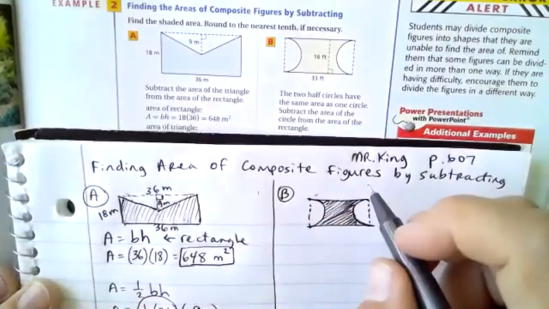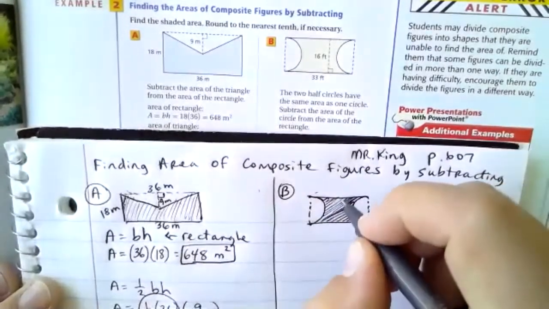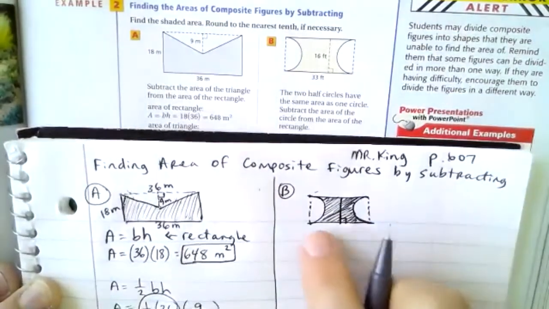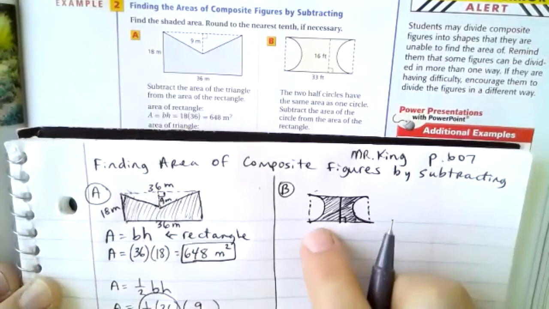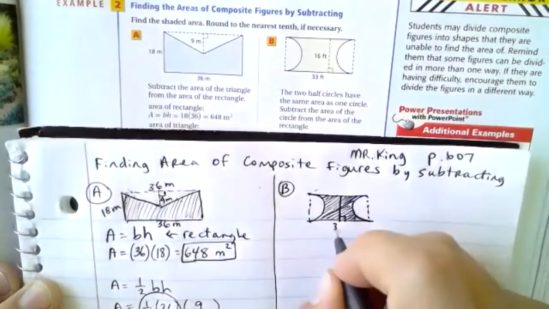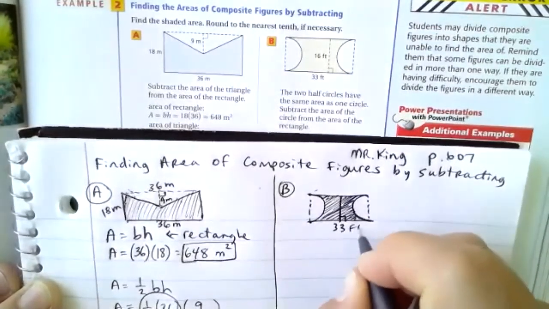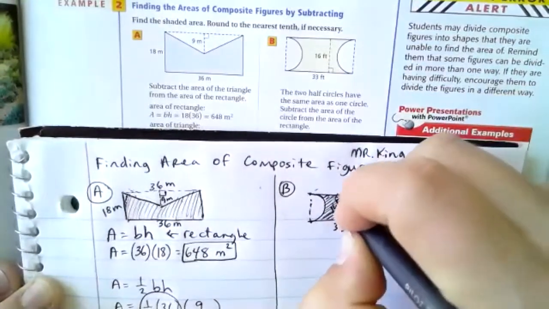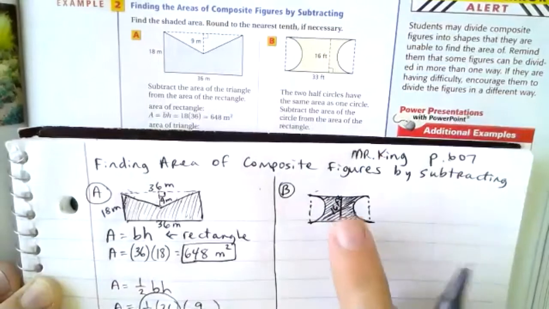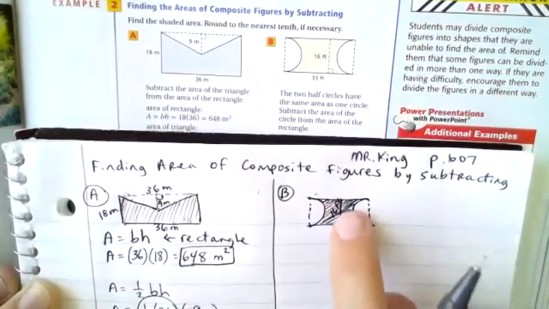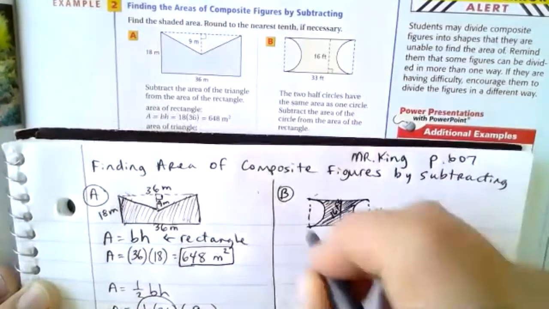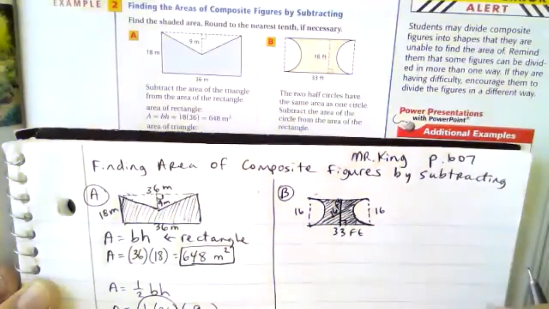But okay, let's see if we can find out what the base and the height are. Now remember, bases and heights are separated by a right angle. Okay, so the bottom is 33 feet, and the height would be 16 feet according to this chart here. Well, if this is 16 feet in the middle, then this over here is 16 feet and this over here is 16 feet.